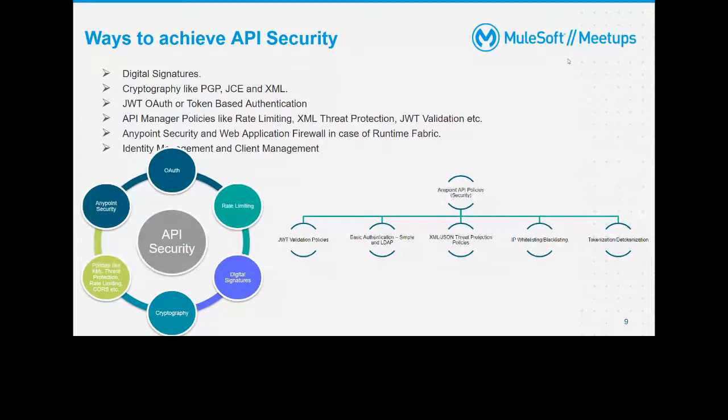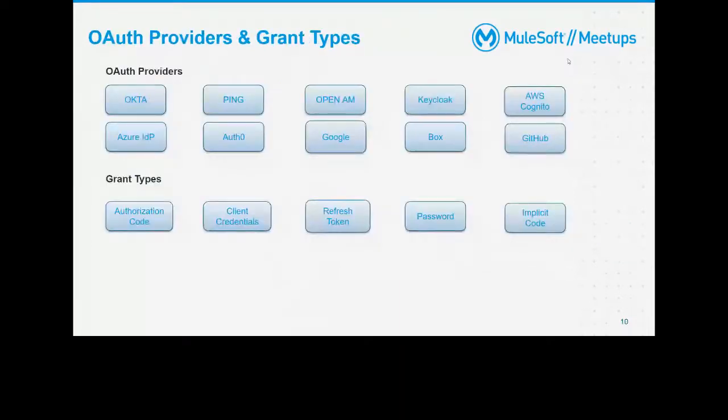Let me see how many OAuth providers there are. MuleSoft supports almost all the OAuth providers. Some of the most famous are Okta, Ping, OpenAM, Keycloak, AWS Cognito, Azure IDP, Auth0, Google, Box, and GitHub. MuleSoft also supports some grant types. A grant type is a way of authenticating or authorizing the user. So it's authorization code, client credentials, refresh token, password, and implicit. These are the different OAuth providers and grant types available with OAuth.